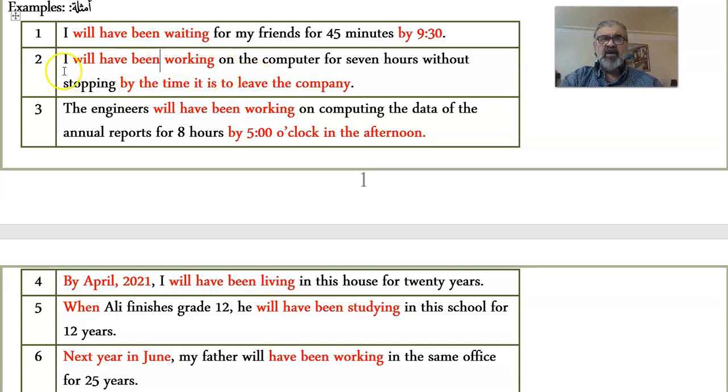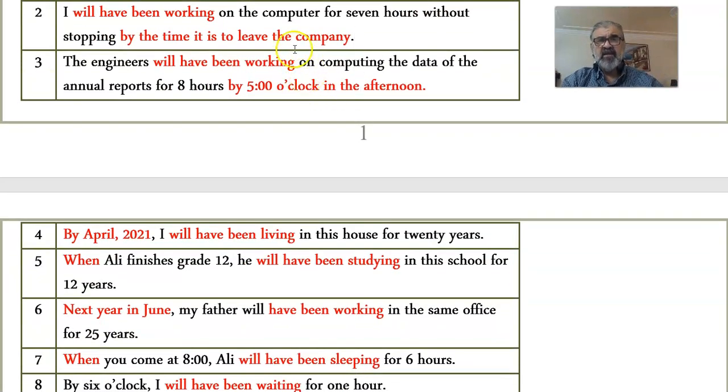Now again, I will have been working on the computer for 7 hours without stopping by the time it is to leave the company. So what time is it right now? You're going to work for 7 hours. Let's say that you leave at 5. So what time is it right now? It's 10 o'clock in the morning. So you projected yourself to 5 o'clock in the afternoon and you said this.